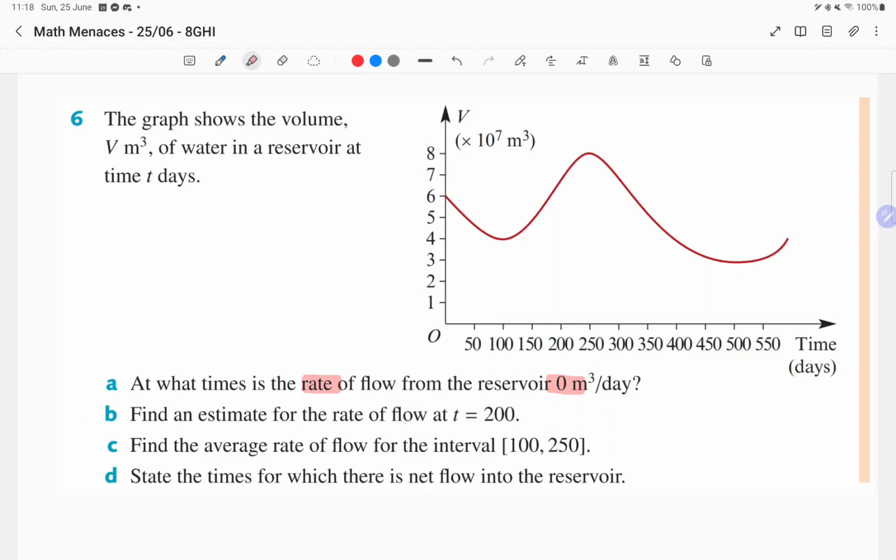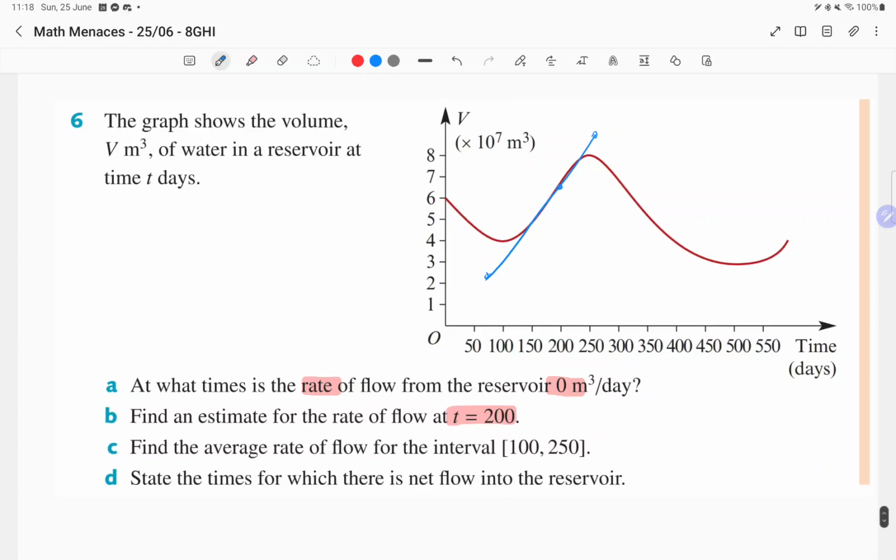And then the estimate of the rate of flow at t equals 200. How would you estimate this? You'd get a little ruler and go. Yes, correct. You would find the point and draw the tangent, and then you have to choose 2 points and estimate the rate. Okay, because the rate is the gradient at that point, 200 here.